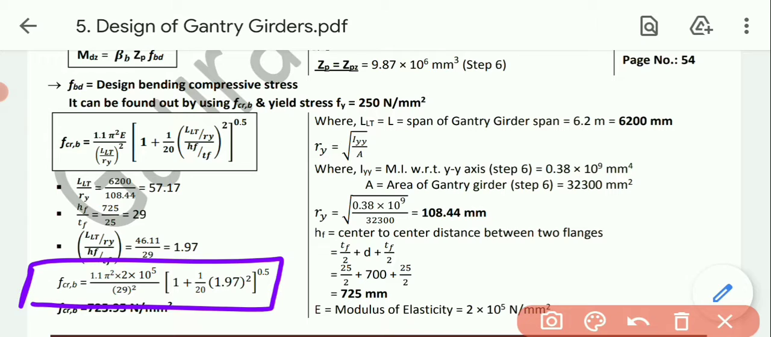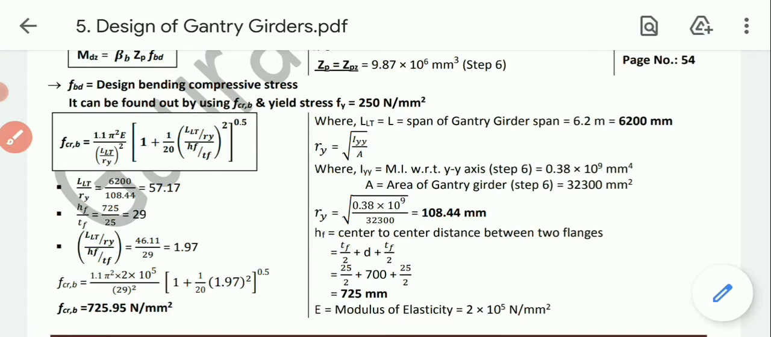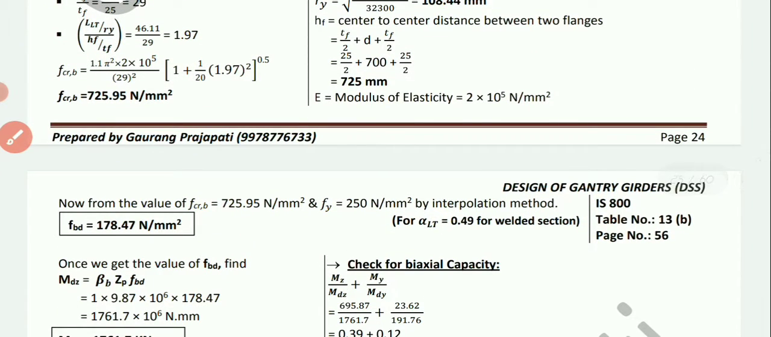So FCRB equals 1.1 pi square E, that is 2 into 10 raised to 5, divided by LLD by RY square, that is 29 square, in the bracket 1 plus 1 by 20 into the whole ratio LLD by RY divided by HF by TF square, that is 1.97 square, whole to the power 0.5. By simplifying the term I will get the FCRB 725.95 Newton per mm square. But FCRB is not the term which we need, the term is FBD. Now in order to calculate FBD, we need to use this value FCRB in the interpolation method. So 725.95.